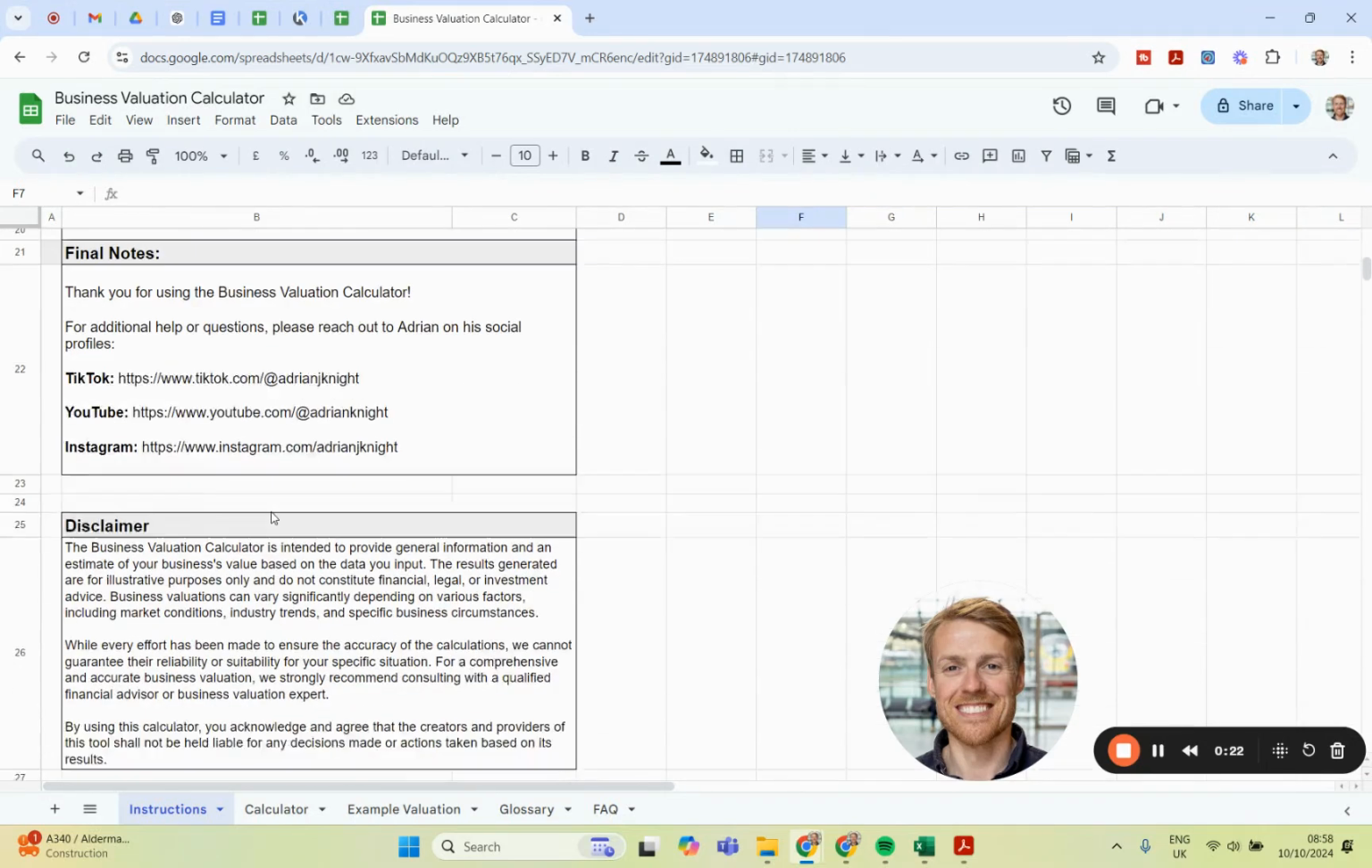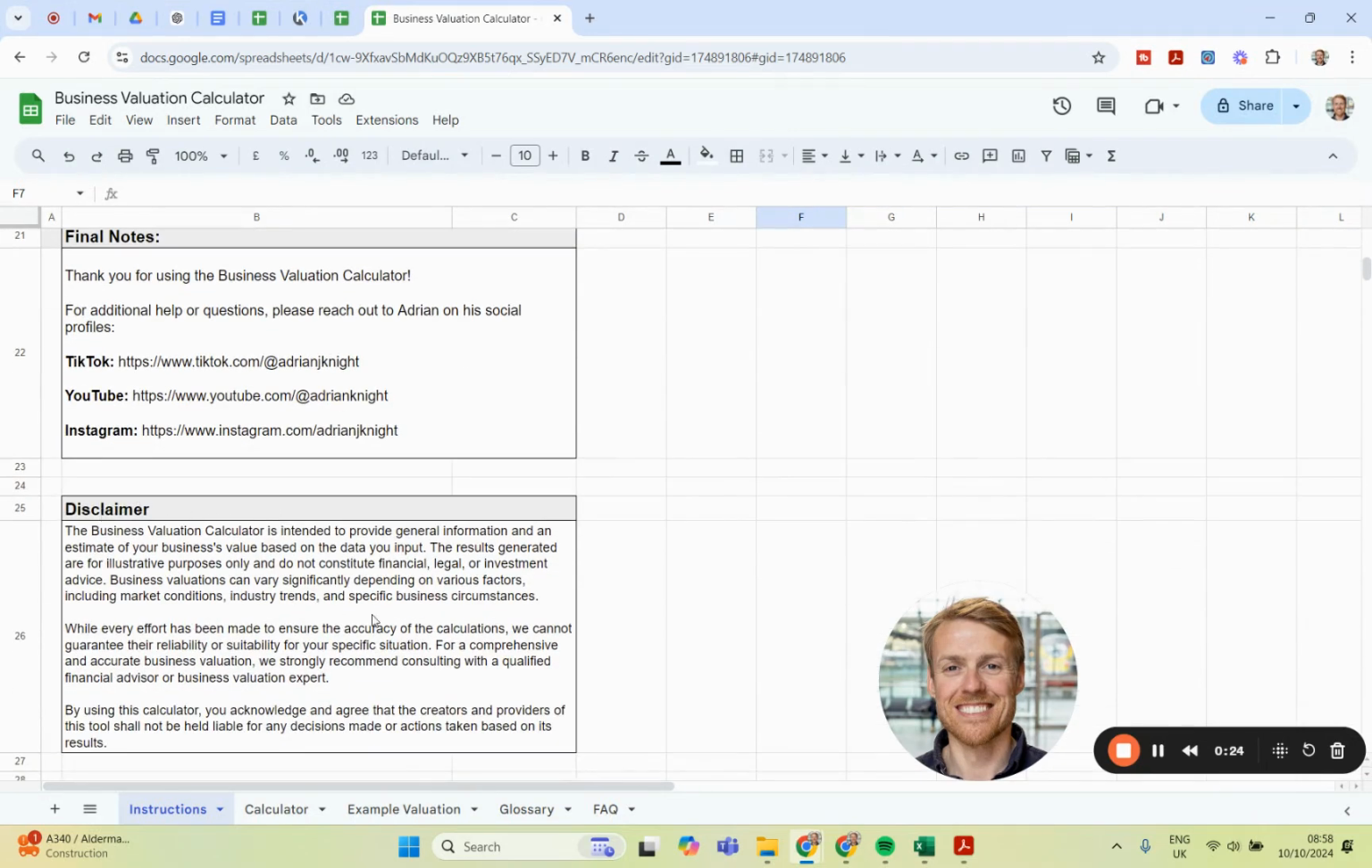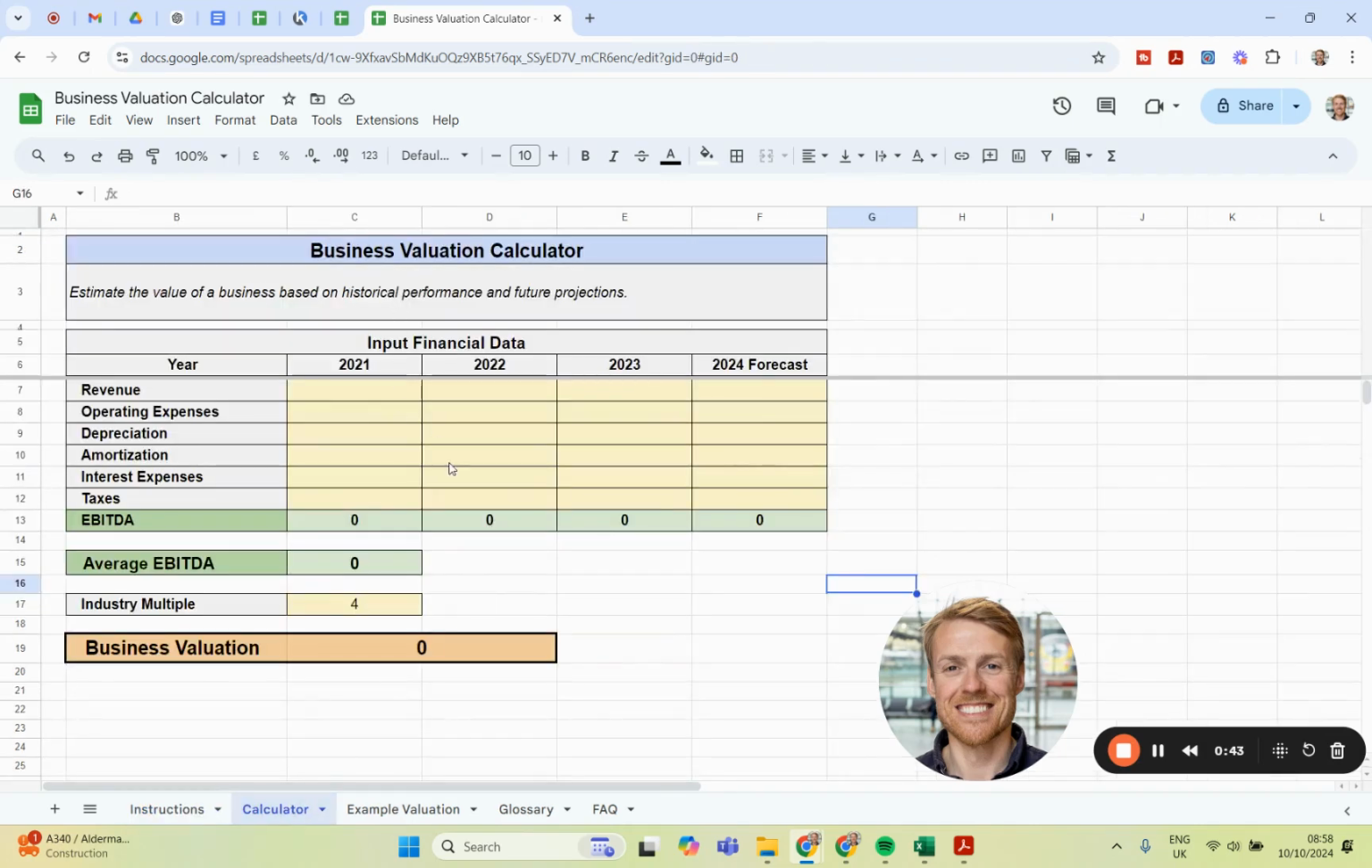The second thing as well is that there is a disclaimer to this, which is none of the results that you produce through this calculator constitute in any shape or form financial, legal, or investment advice. Use it as your guidelines, absolutely, but none of it is concrete advice. So just keep that in mind. Now let's jump straight over to the valuation calculator.